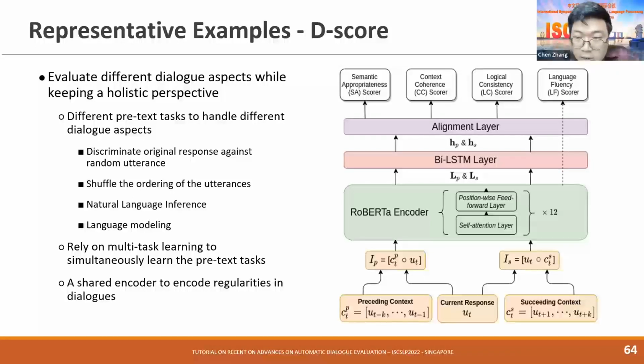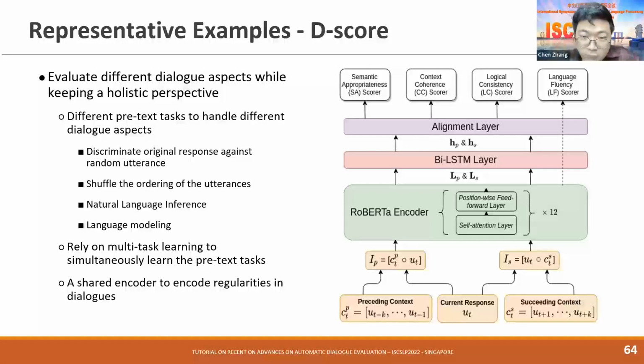The third pretext task relies on the natural language inference task. Basically, we want to determine whether the current response is entailing the preceding context or contradicting the context. And the last task is the language modeling task, which is a standard language modeling objective. We use it to evaluate the naturalness of the response.